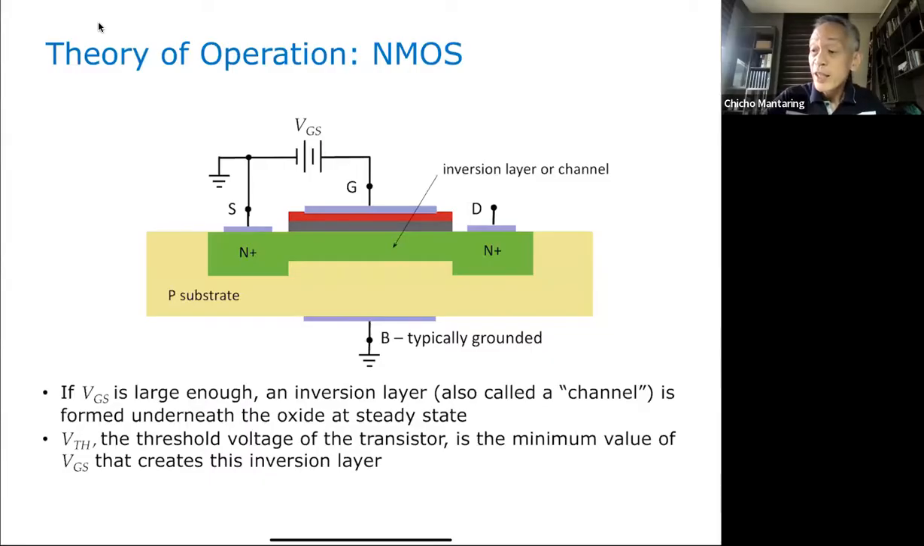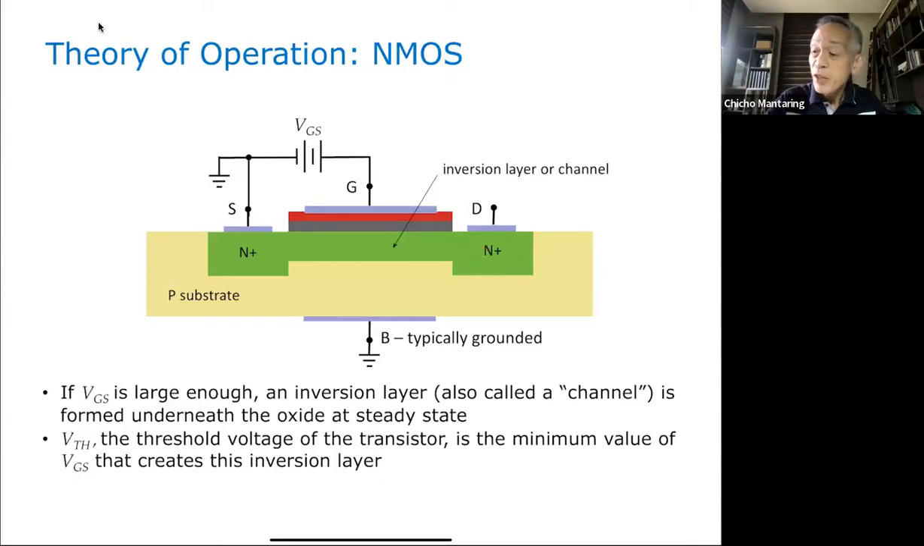The voltage needed for this channel to exist, we call that VTH, the threshold voltage of the transistor. This is the minimum value of VGS that creates what we call this inversion layer or this channel. If VGS is less than VTH, you don't have an inversion layer. It is when VGS is greater than or equal to VTH that you have an inversion layer.